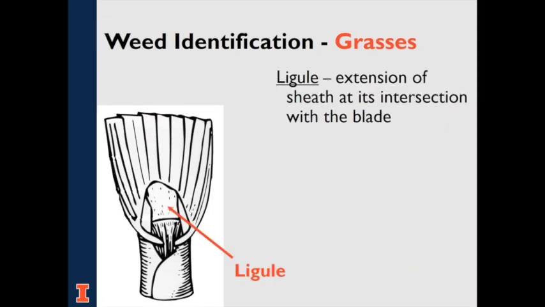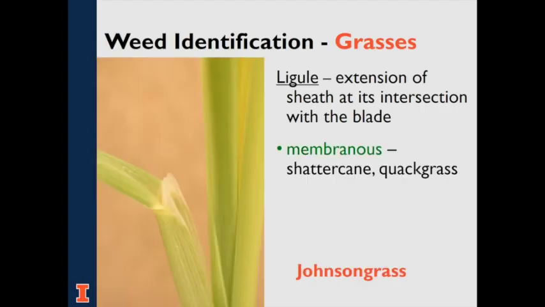The ligule is an extension of the sheath at its intersection with the blade. Many weed ID keys will begin with the ligule. The ligule can be membranous, as shown in the illustration. It will be one solid piece that is translucent.